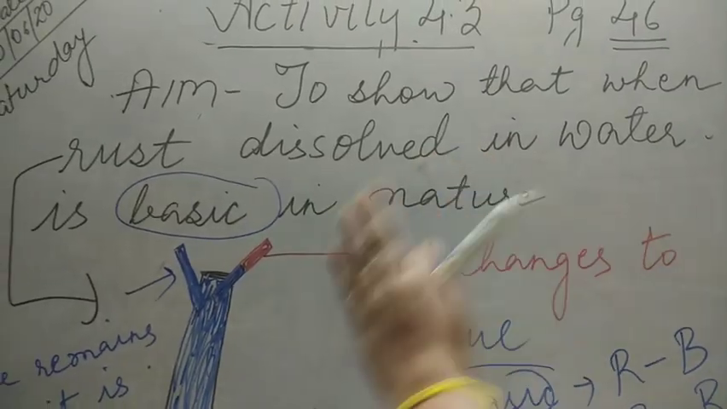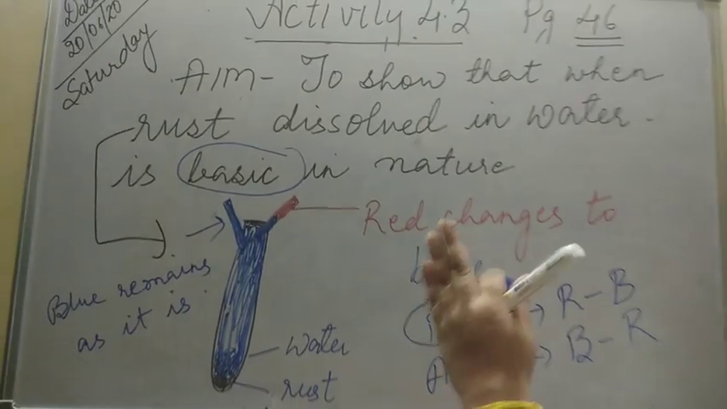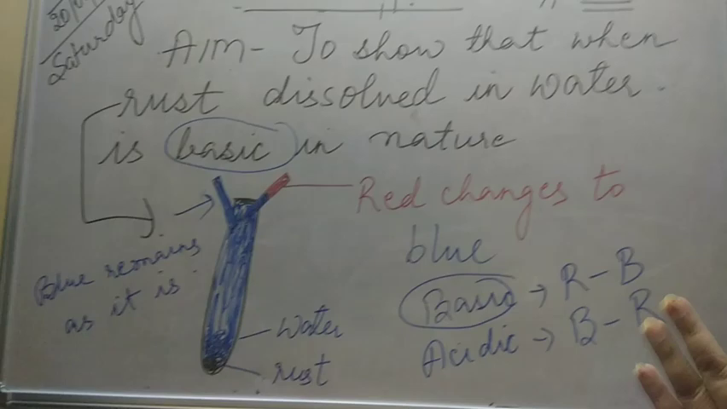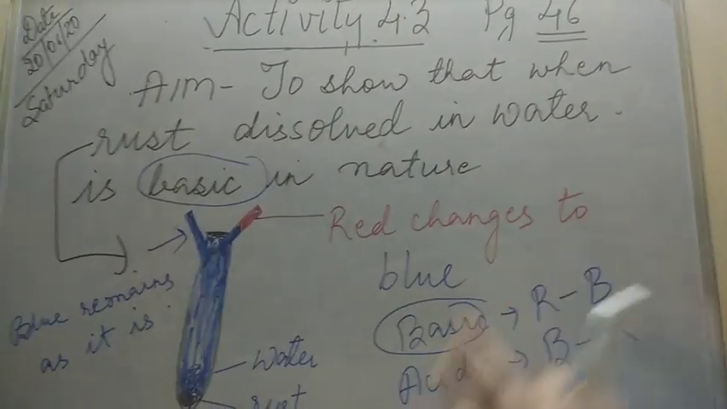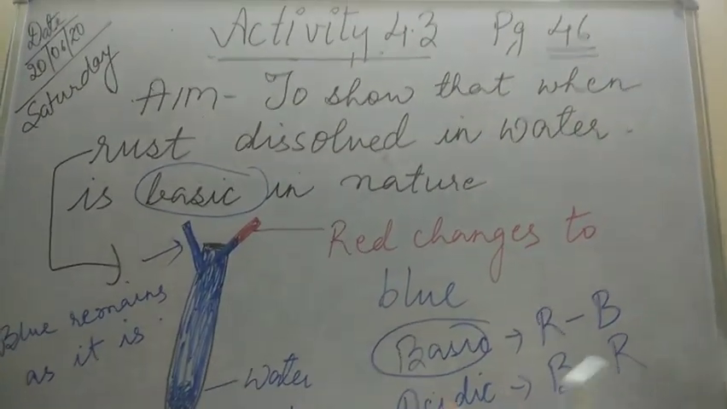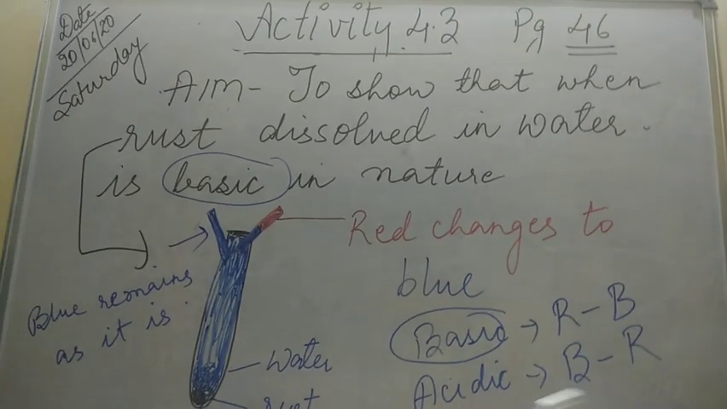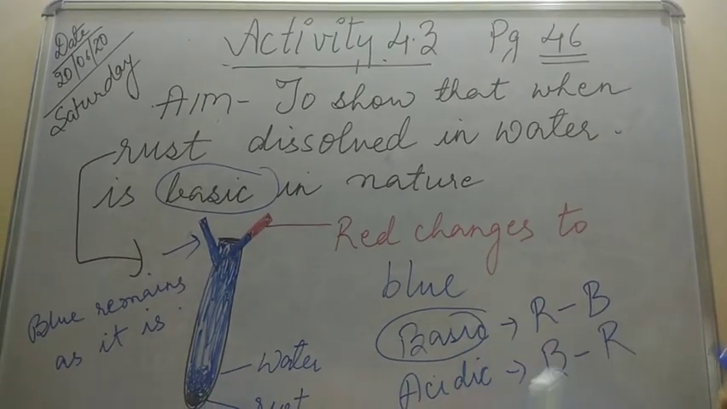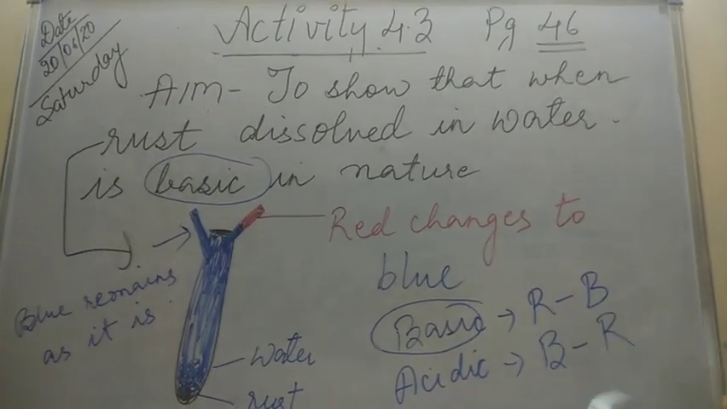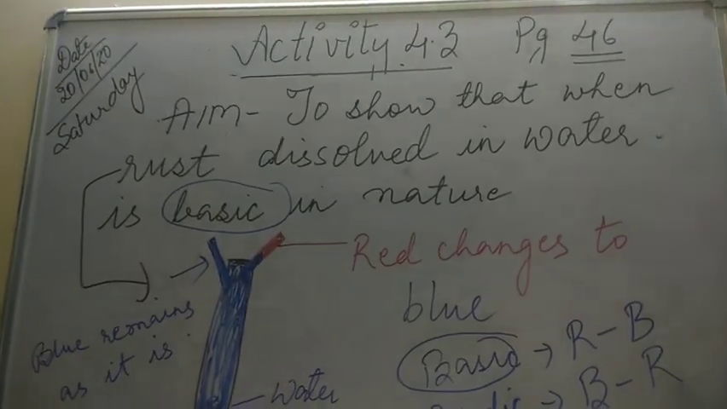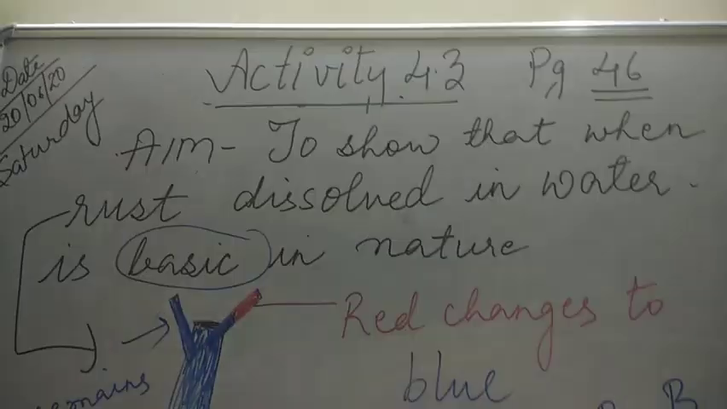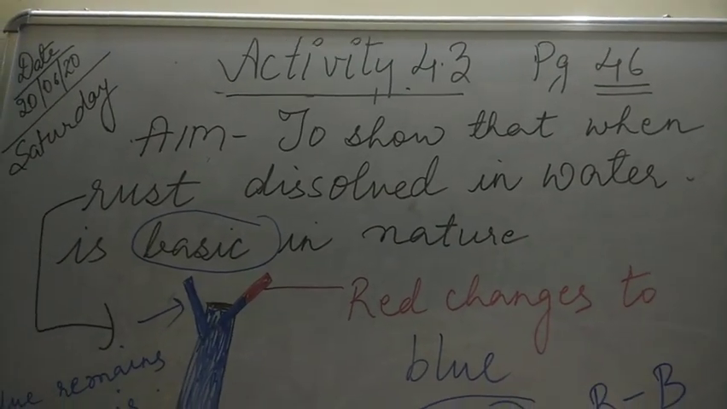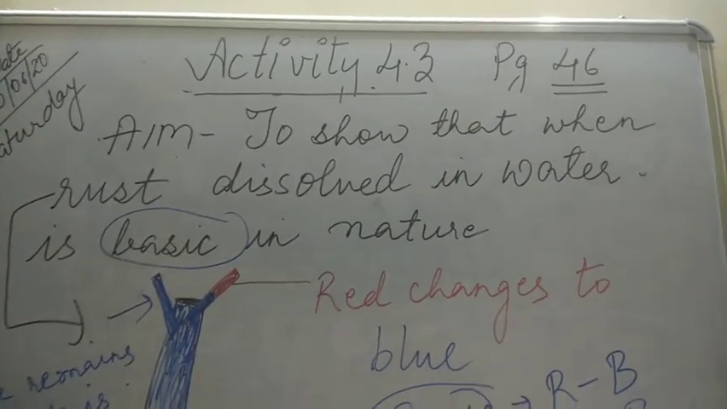So children, today we have done the litmus paper test for a metal oxide which reacts with water, and through that litmus paper test we have shown that when metal oxides react with water, they are basic in nature. And for the next class we will do another activity by taking another metal, to see whether its nature is basic or acidic.